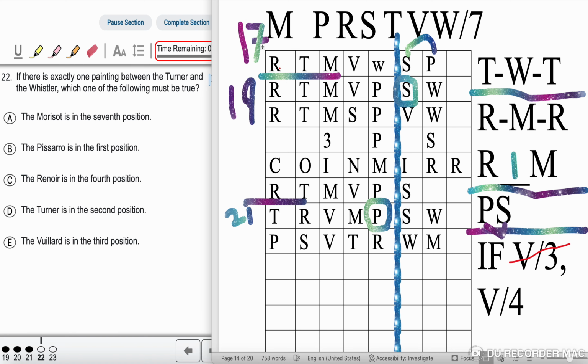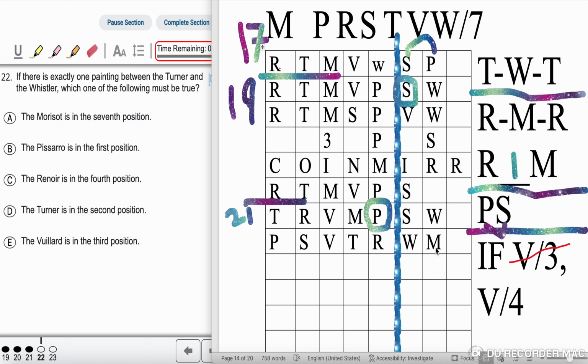Question 22. If there's one painting between T and W, which one of the following must be true? So this one is a must be true question. I'm going to create a world where there's one painting between T and W, which you see right here with the R in between. And right now, let's just go through the choices. M is in the 7th position. That is what you see could be true.